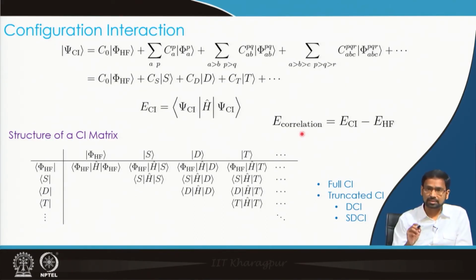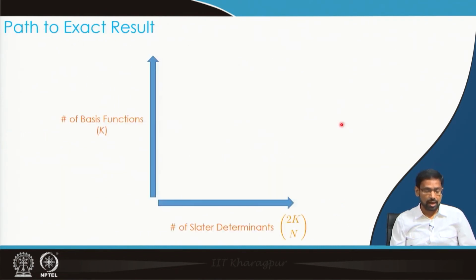Of course, this may be a slight misnomer, because we already know that there is some correlation already present in the Hartree-Fock energy, but it is conventionally accepted that we call the Hartree-Fock energy uncorrelated energy, and all other energy contributions that are coming from the post Hartree-Fock methods, configuration interaction being one such, all this extra energy that we are obtaining is called the correlation energy. So this way we improve upon the Hartree-Fock energy by doing a configuration interaction calculation.